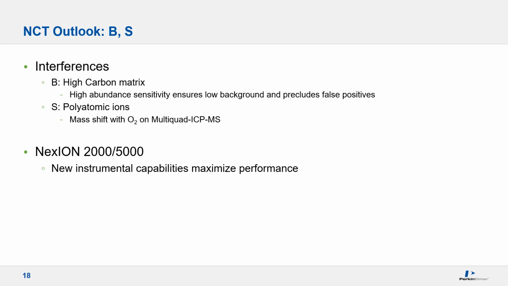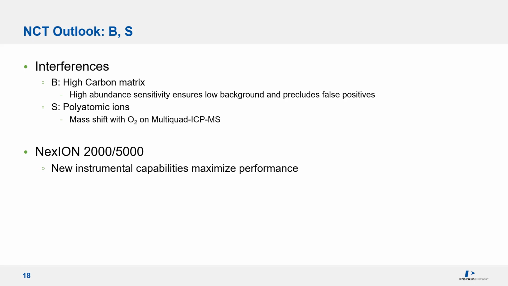And the high abundance sensitivity of an ICP-MS instrument would ensure a low background in the neighboring mass of the target analyte in order to preclude false positives. And the alternative would be to measure at the mass which is one further mass unit away from the interfering high abundance mass. And this type of questions can be addressed with the appropriate instrumentation.